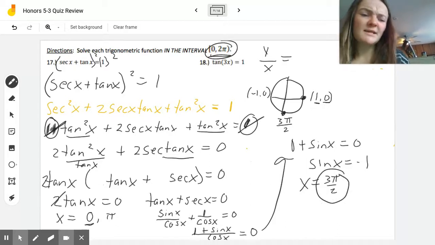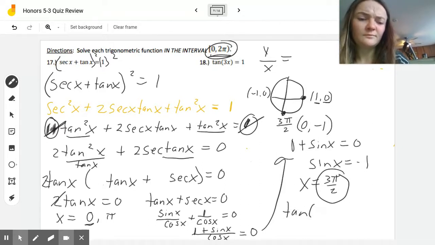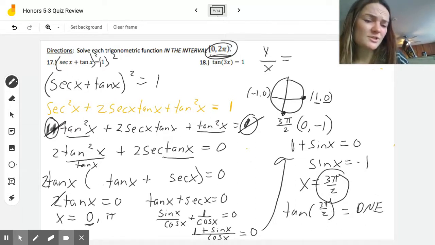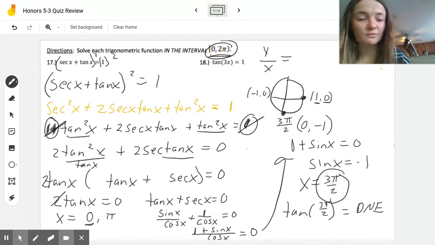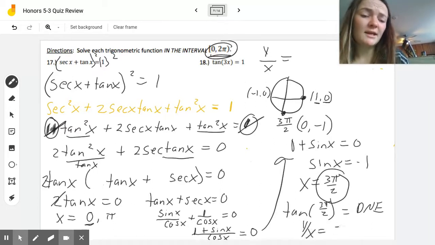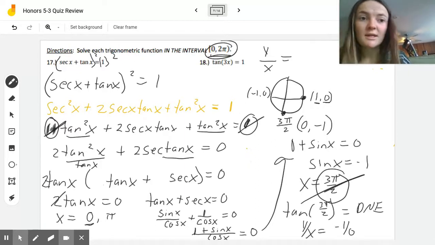Tangent of 3 pi over 2. Let's think about what the coordinates are on that. That's going to be (0, -1). If I try to evaluate tangent of 3 pi over 2, I'm going to get something that doesn't exist. In essence, at 3 pi over 2, tangent has an asymptote. It doesn't exist because it's y over x, and negative 1 over 0 doesn't exist. And so that right there is actually what's called an extraneous solution. If I check it, it actually doesn't exist.